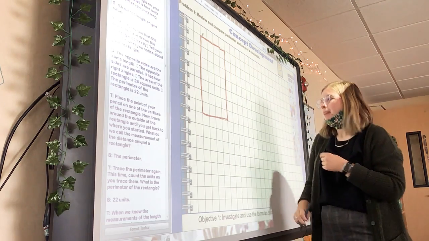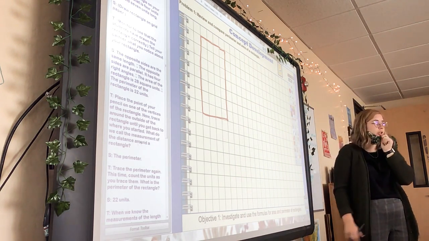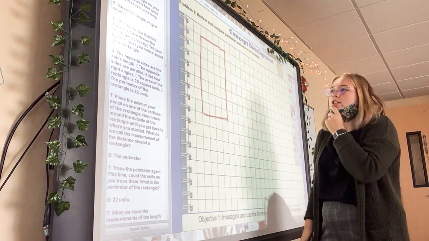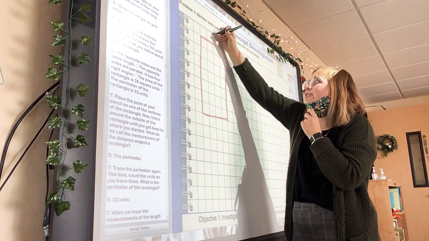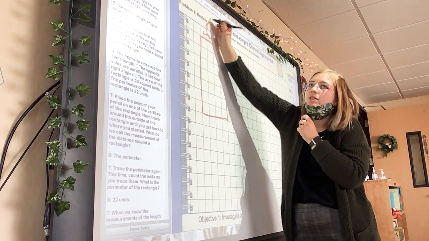Have you guys seen area and perimeter like this before, where you're doing the grid? Okay, great. So what we know is that this is 4 squares. 1, 2, 3, 4, right?